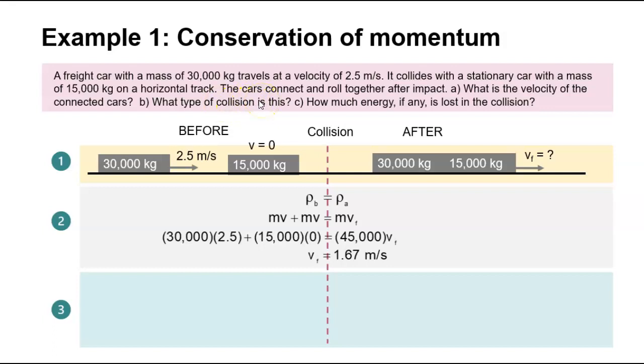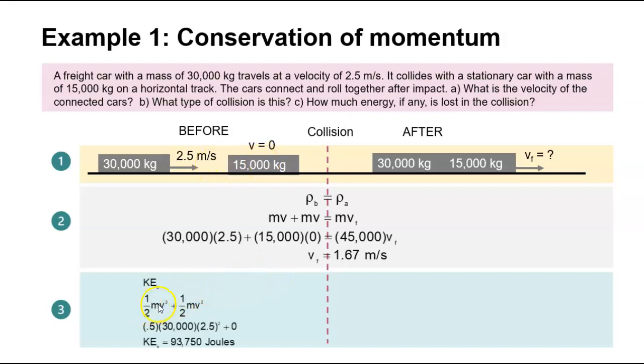Well, collisions are based on whether the kinetic energy is conserved or not. If the kinetic energy is conserved, then it's an elastic collision. And if the kinetic energy is not conserved, it's inelastic. So I'm going to find out what the kinetic energy is before, and I'm going to compare it to the kinetic energy after. I'm not going to set them equal to each other because I don't know if they're equal. So I have two pieces before. So I'm going to do the kinetic energy of the first one plus the kinetic energy of the second one.